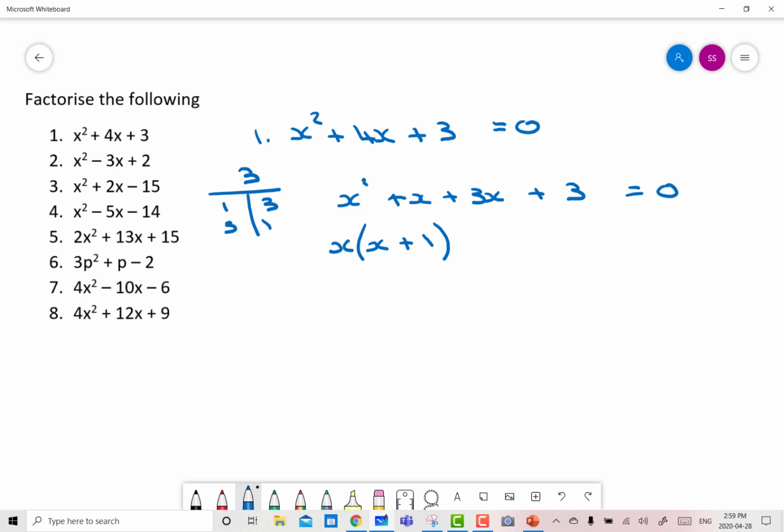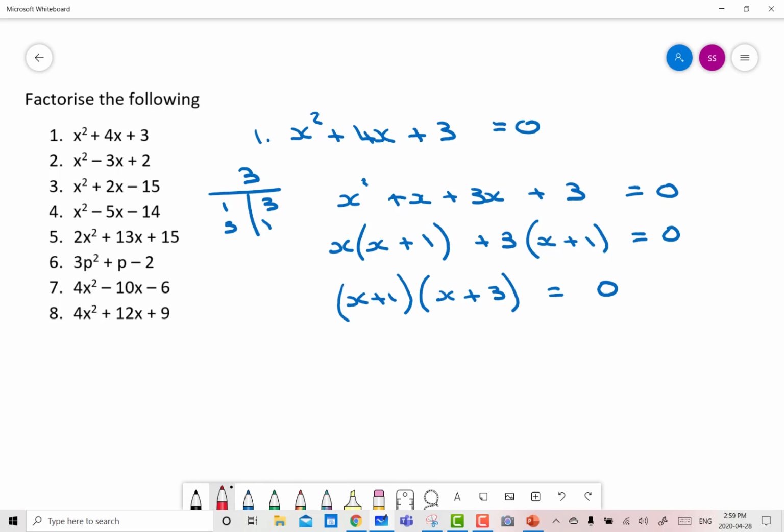That will leave me with x plus 1 in the brackets. From the right hand pair, I'll take plus 3 out common, and that will leave me with x plus 1 in the brackets. Factorising again, x plus 1 is common, and that leaves me with x plus 3 there.